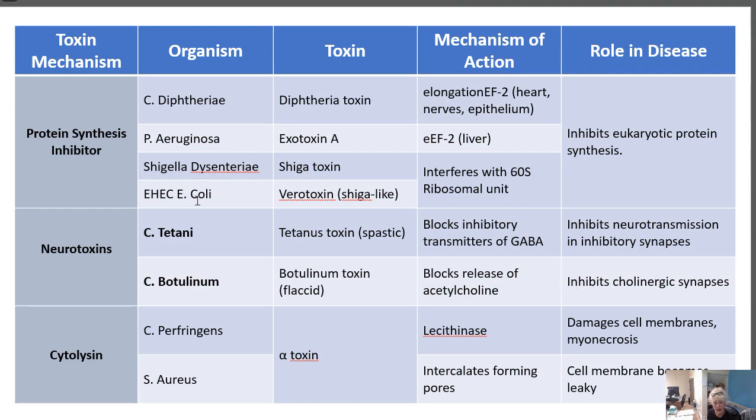Shigella and E. coli, these guys kind of lie on the same spectrum in the sense that they cause diarrhea and vomiting. If you ever had an E. coli, you had raw hamburger, raw meat, that's actually E. coli O157:H7. But in any case, the Shiga toxin and the verotoxin associated with E. coli, which is also a Shiga-like toxin, interferes with the 60S ribosomal subunit.